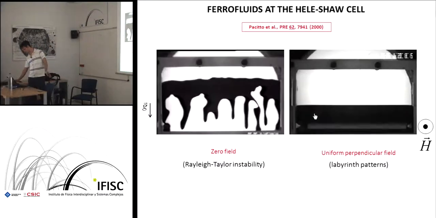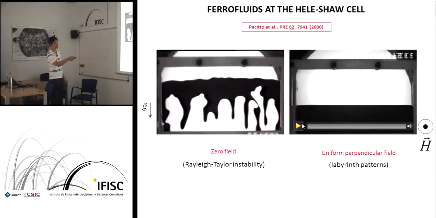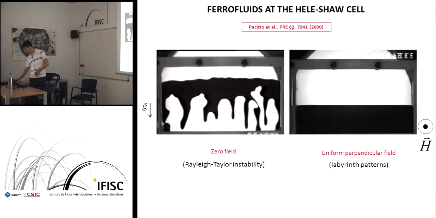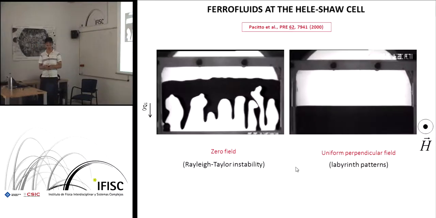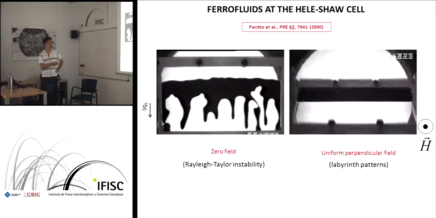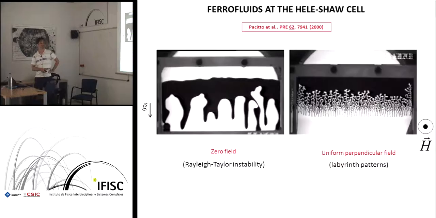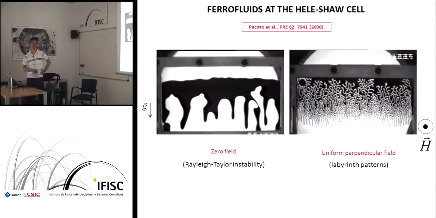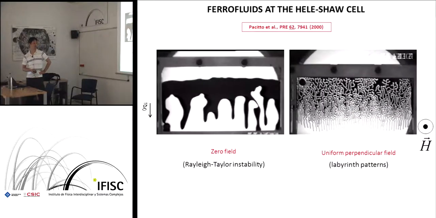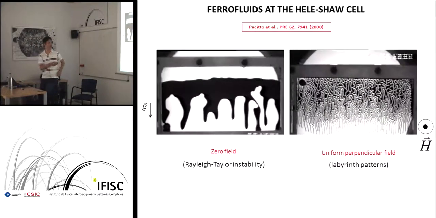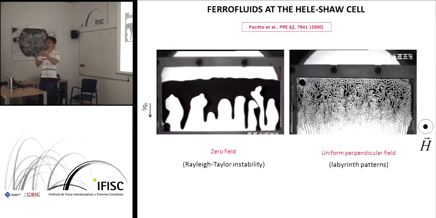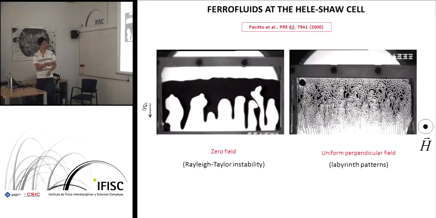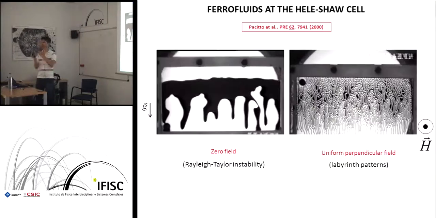But now things change a lot if you apply a perpendicular field. So the field is applied perpendicular to the plate. It's the same ferrofluid. But now you have a combination of this Rayleigh-Taylor instability with magnetic effects. So you get these labyrinth-like patterns. This happens because now you have magnetized fingers. They try to avoid each other.